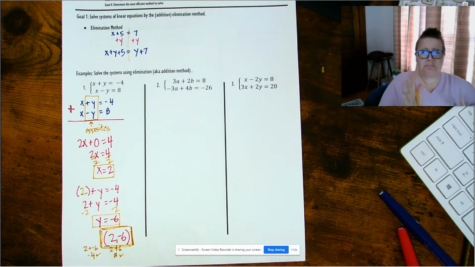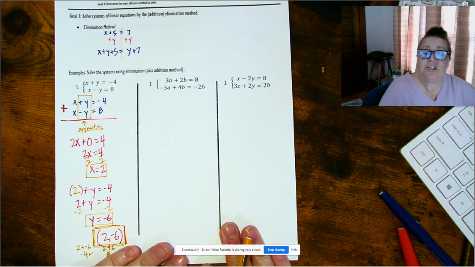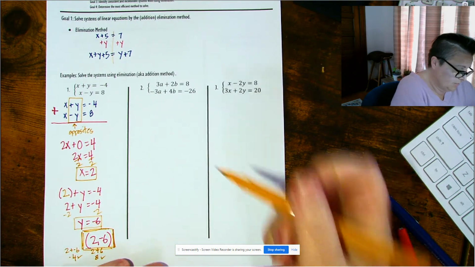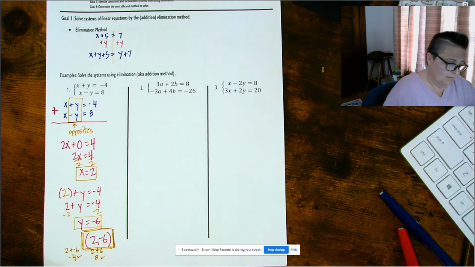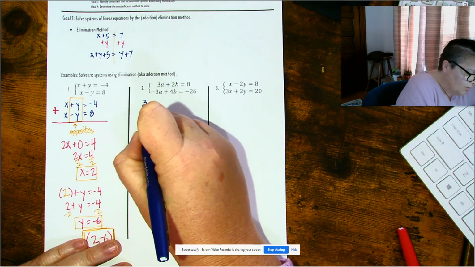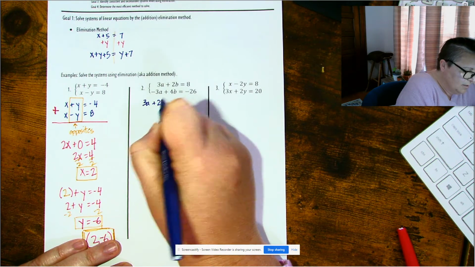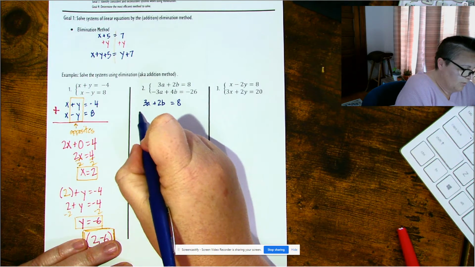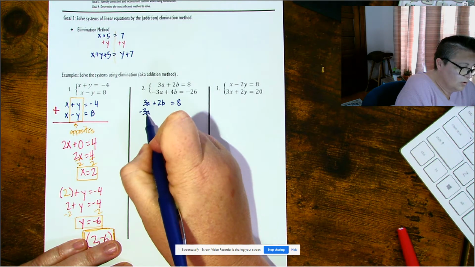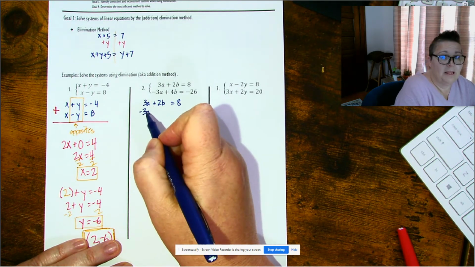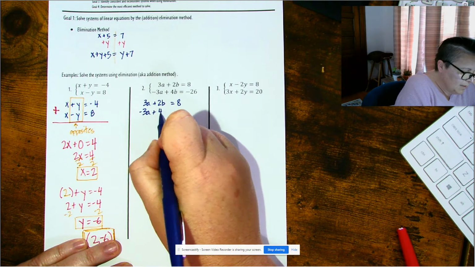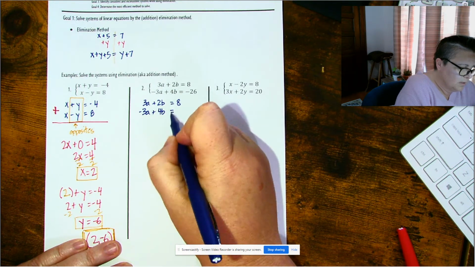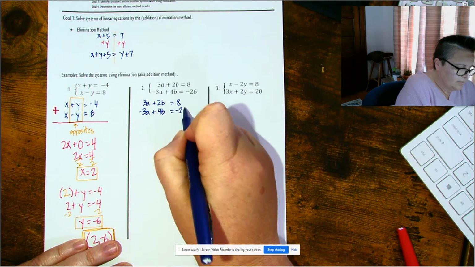All right? Beautiful. Problem number 2 is also perfectly set up for elimination. I say this because, as I'm looking at this problem, I have 3a plus 2b is equal to 8. And notice that for the second equation, I have a minus 3a. They're not only opposites, but they are lined up. I have a plus 4b, the b's lined up right underneath each other, equal to, lined up, negative 26.